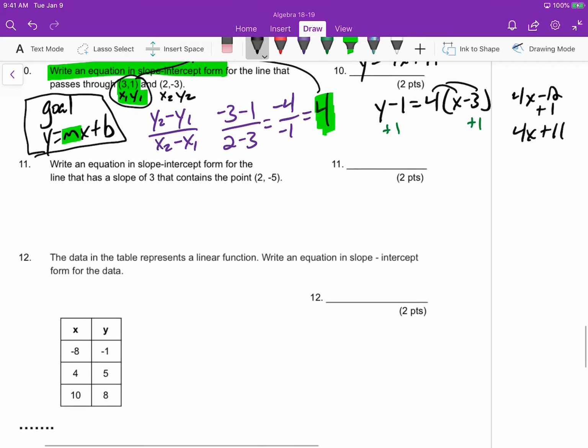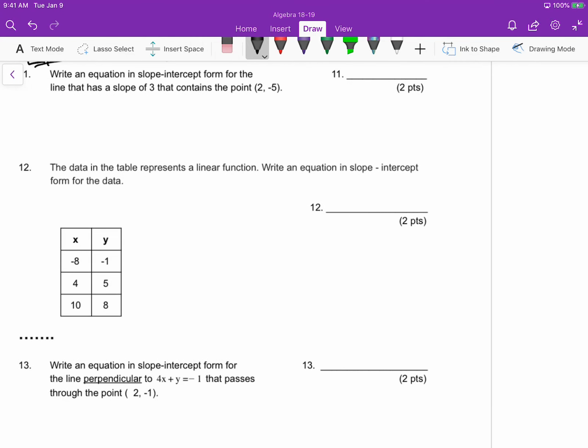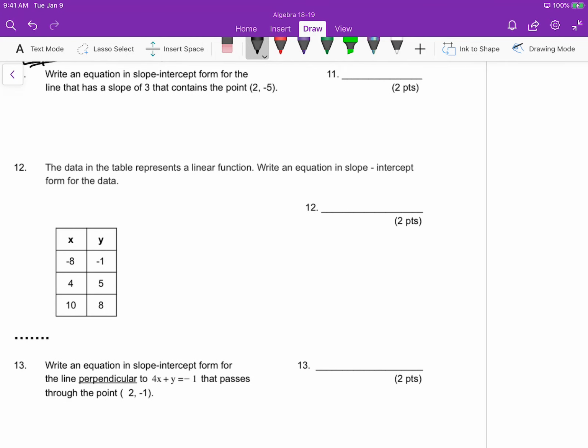All right. Number 11, similar thing. Write an equation in slope-intercept form. Again, my goal is y equals mx plus b. Did they give me any of that? Hey, that's good. They did give me a slope for a line that has slope 3. Hey, thank you. Yes, good. I have this. But again, I do not have the b. But what I do have is x1, y1. So again, I'm going to make point slope form and change it into y equals mx plus b form.